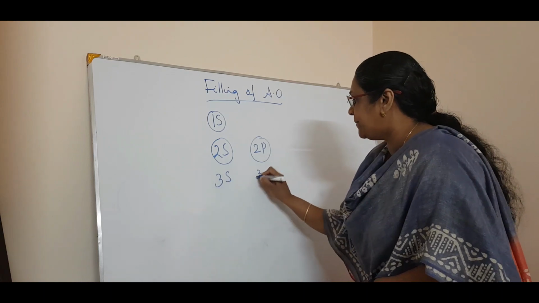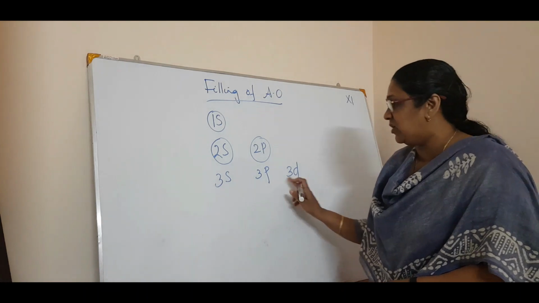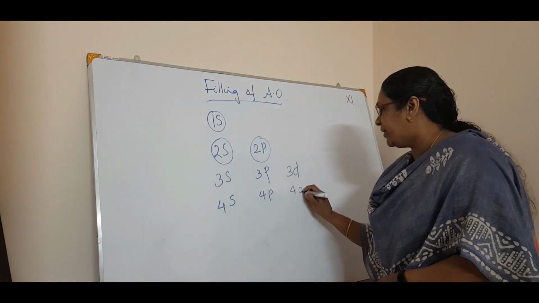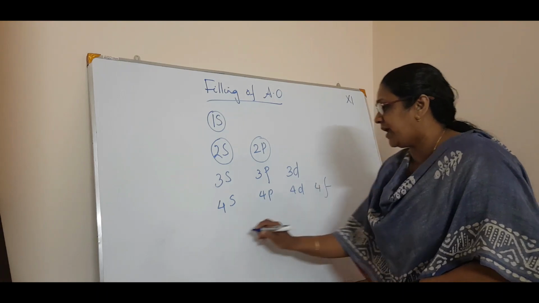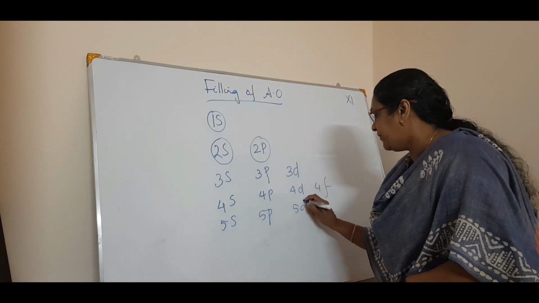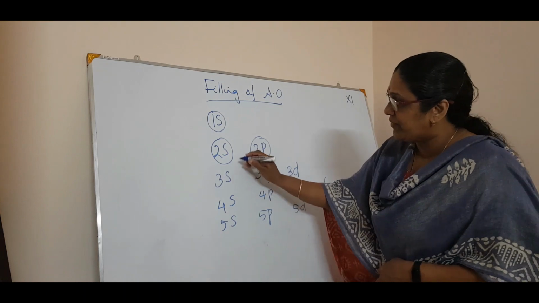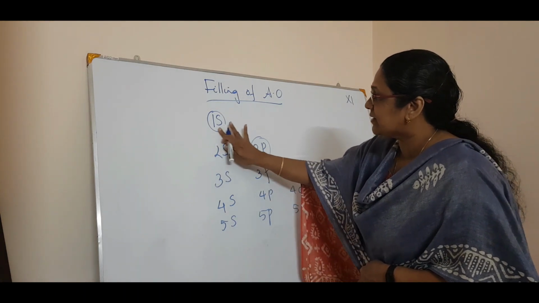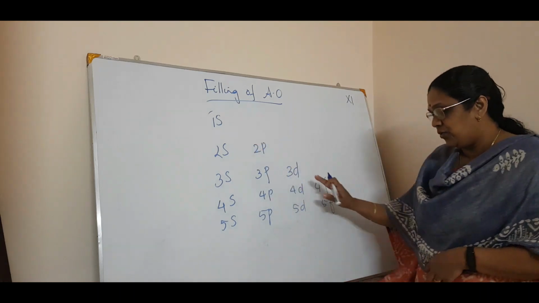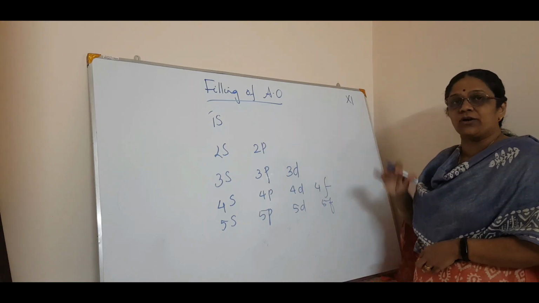3s, 3p, 3d, because n=3 has got d orbital. Now 4s, 4p, 4d and 4f. Now one more we will write: 5s, 5p, 5d, 5f. So how will you get this series, or how will you get the increasing order of energy?